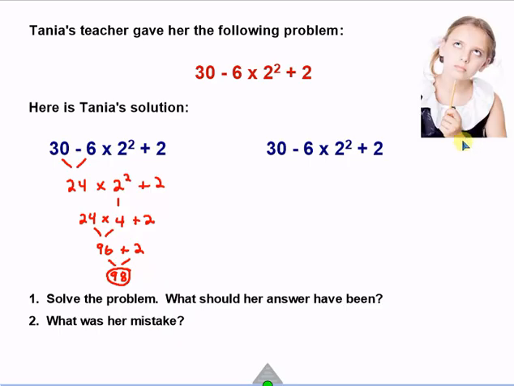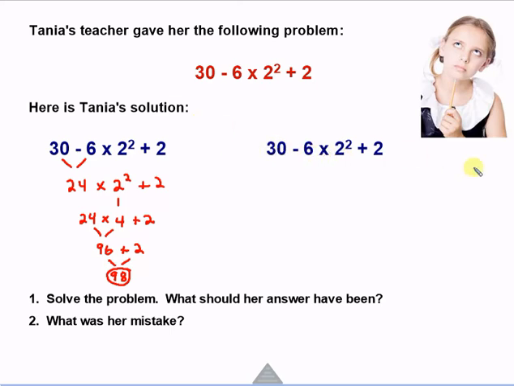Let's try a word problem. Tania's teacher gave her the following problem: 30 minus 6 times 2 squared plus 2. Here is Tania's solution. This is what she did. Now, the problem tells us that we are to solve the problem and then find out what her answer should have been. Then, after we've done that, to determine what her mistake was. So let's solve the problem first.